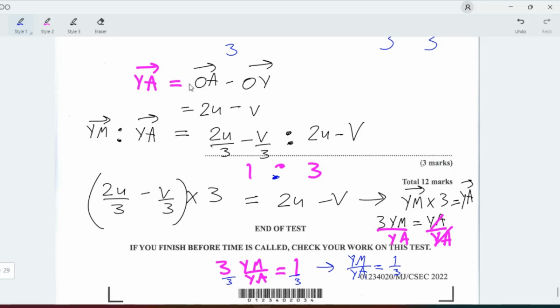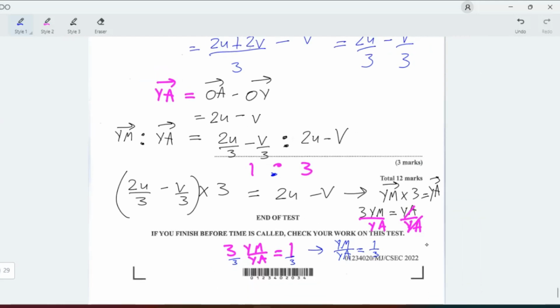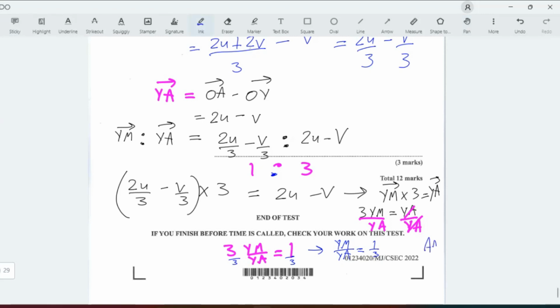So that's it. We've done it. Nice. We finished, and that concludes the maths paper. I mean, it wasn't that bad. It was a nice paper. It was fun. That's it.